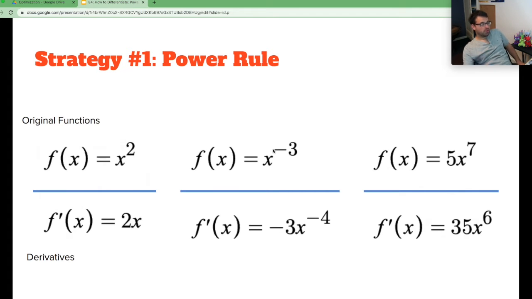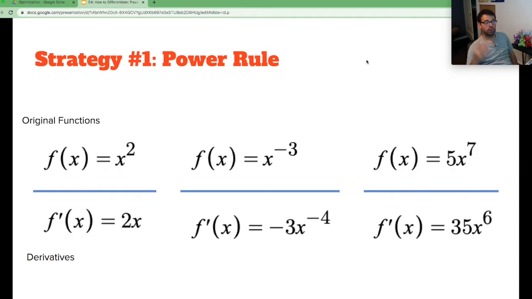So, the original functions are up top. If we had f of x is equal to x squared, the derivative is f prime. We use those apostrophes after our function's name to say that we have a derivative. F prime of x is equal to 2x is the derivative of x squared. X to the negative third becomes negative 3x to the negative fourth. Then 5x to the seventh becomes 35x to the sixth.